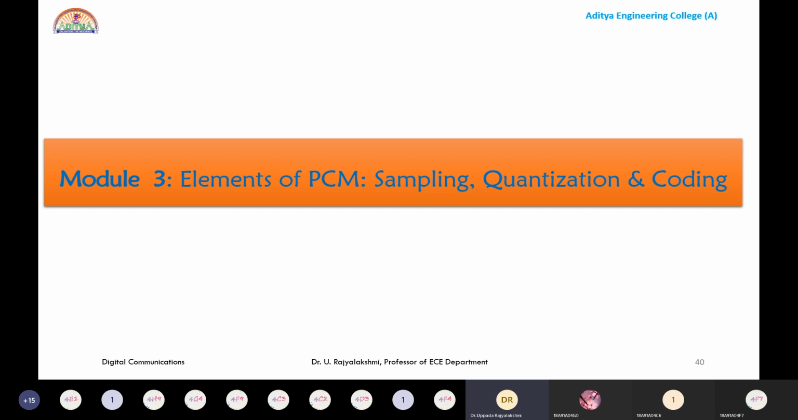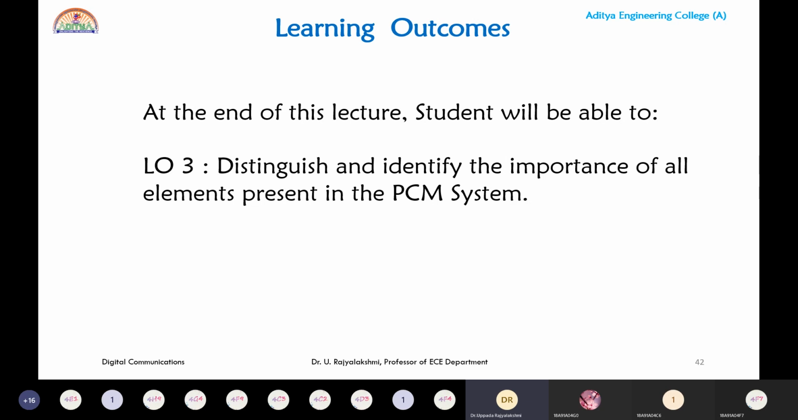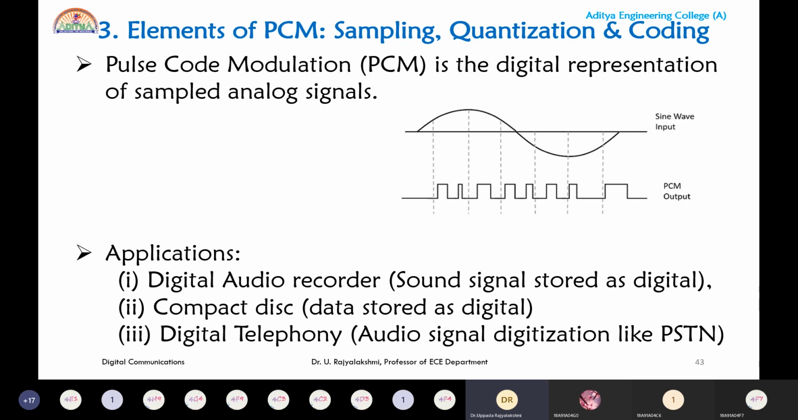That analog signal is converted into digital by using sampling, quantization and encoding. Now let us see the elements in detail in today's session. This is the third module of the first chapter. After completion of this elements of PCM, each and every student should be able to distinguish and identify the importance of all the elements present in the PCM. And coming to the pulse code modulation, let us see.